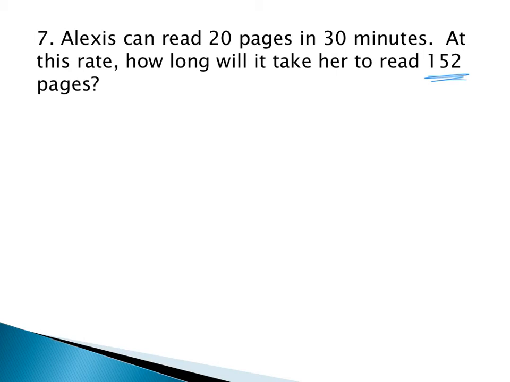Okay, so Alexis can read 20 pages in 30 minutes. So 20 pages takes 30 minutes. And we want to figure out how long will it take her to read 152 pages. So remember, on the left side, we have 20 pages over 30 minutes. Well, when you set up your proportion, you want to match up your labels. So over on this side, we want pages over minutes. It's 152 pages. So we're going to put that on the top, and we're going to put an X on the bottom. So 20 over 30 equals 152 over X.